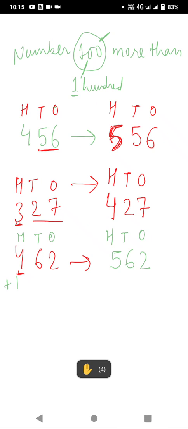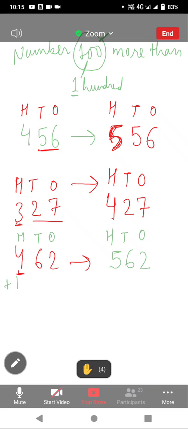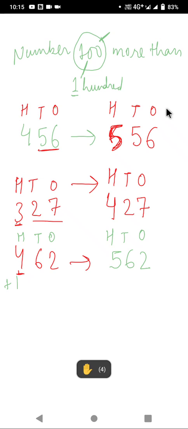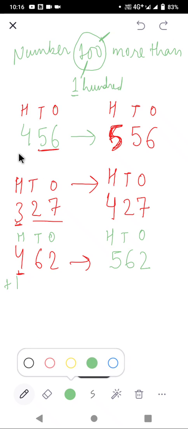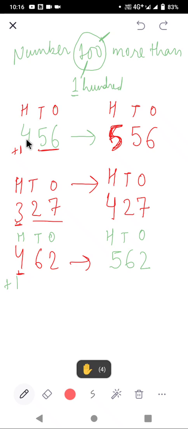So see here students, I am explaining it again. To find out 100 more than, we just add 1 in the hundreds place. The first example we have taken here is 456. We just add 1 in the hundreds place. At the hundreds place 4 is there, so 4 plus 1 is 5, and the remaining two digits, the tens place digit and ones place digit, will be the same. 56 is there, so we write 56 as it is.